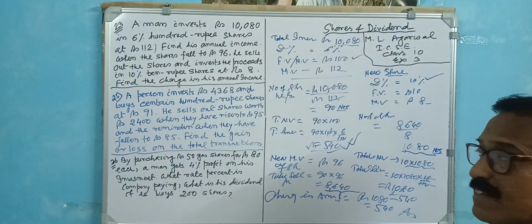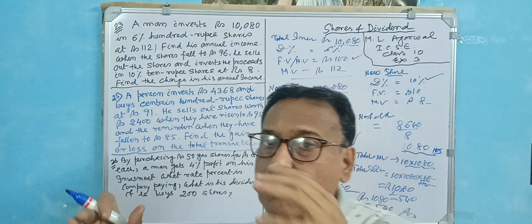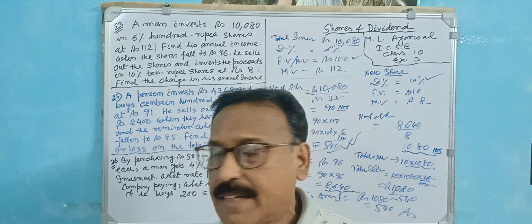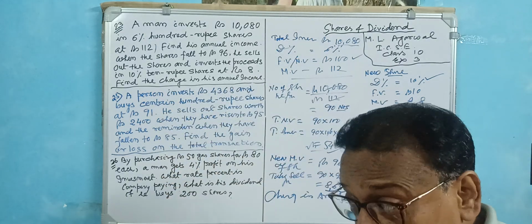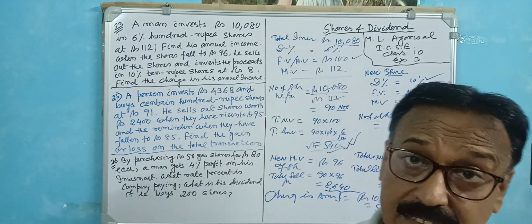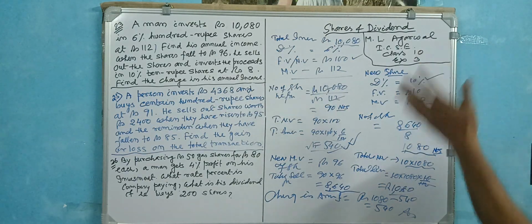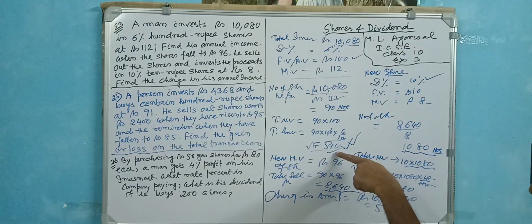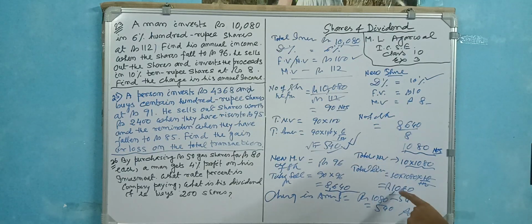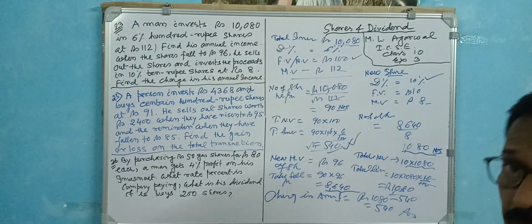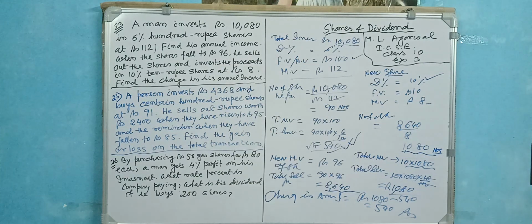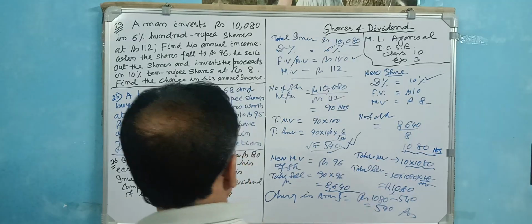Clear? Very interesting sum. You just have to keep the concept in mind. There is no need for any formula. Shares and dividends is a very interesting, very concept-based topic. Okay, is that clear to you? What is his annual income? The previous income is this annually, and now the income is this. What is the change? The change is 1080 minus 540. Okay, clear? Now we shift to the next sum. Clear?